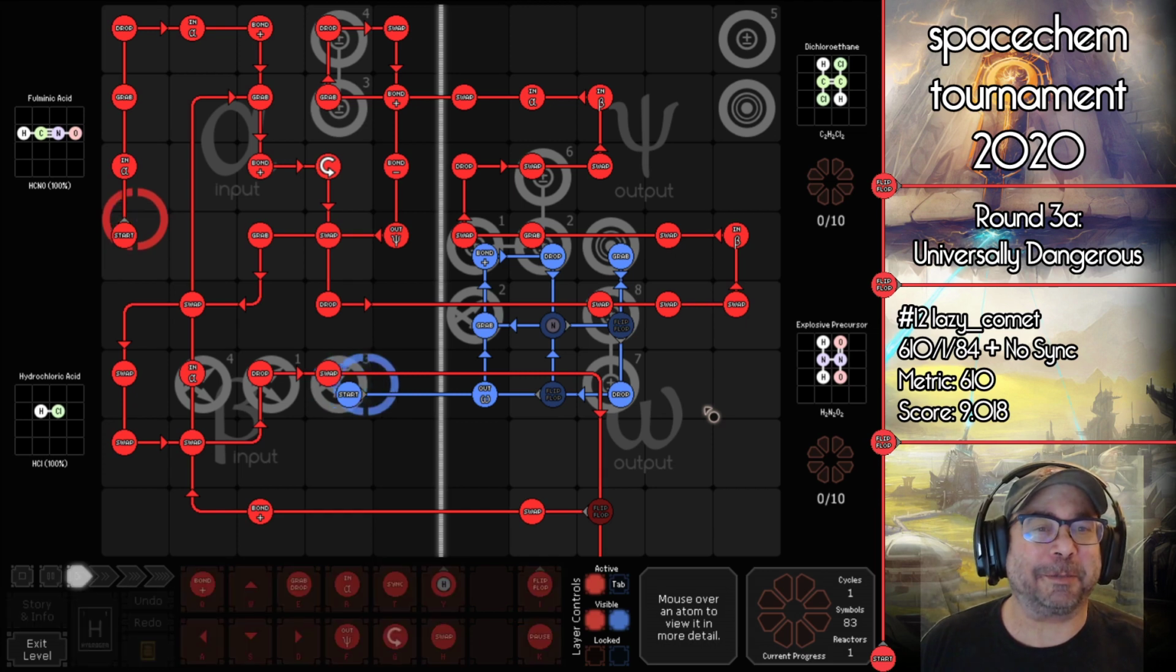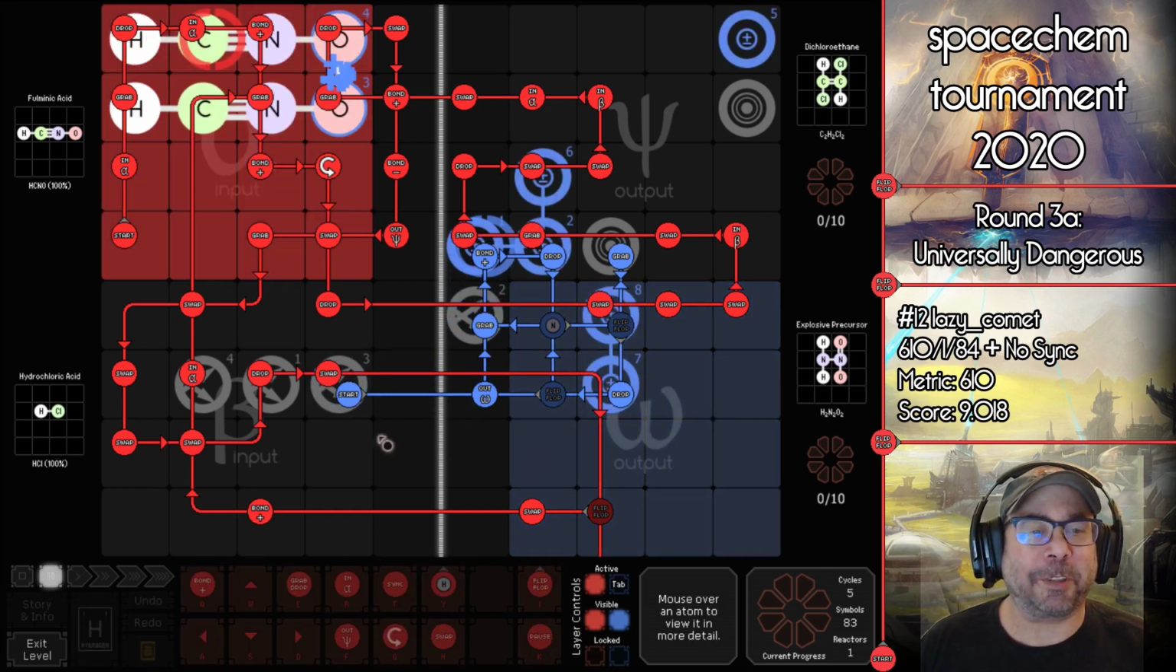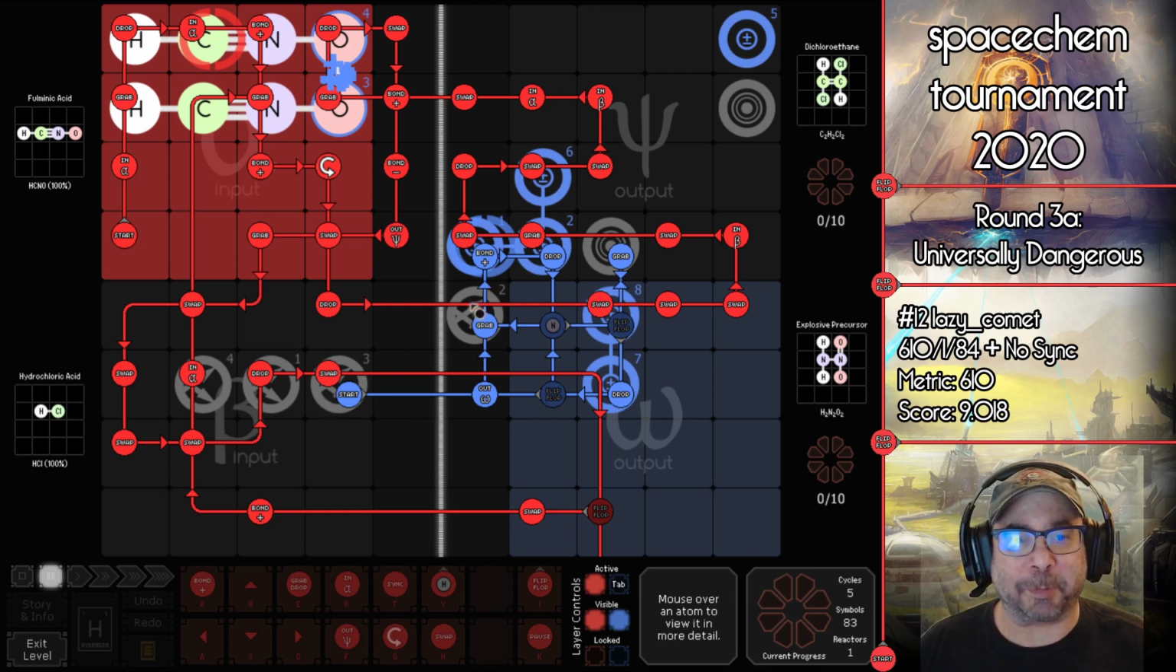Let's go watch. So what's going on here? First off, even before we go on, he's got 3 swappers on the input zone and only 1 in the output zone. One of the swappers isn't even over an input atom. That's interesting.